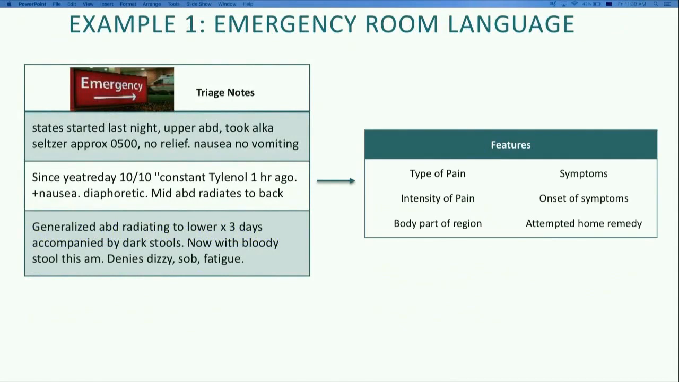So what we want is to extract features, in very structured ways, so we can build a classifier on top of it. Where does it hurt? When did it start? What body part? And did you take anything at home, so we don't overdose you? That's a very domain-specific problem. The only way you do this is if you train models on the language specific to this domain.